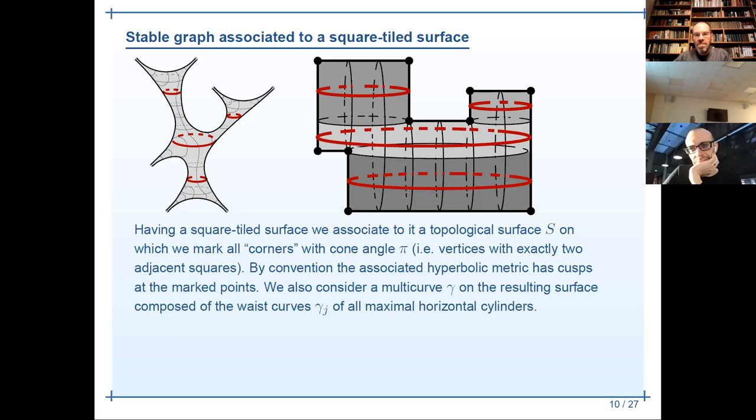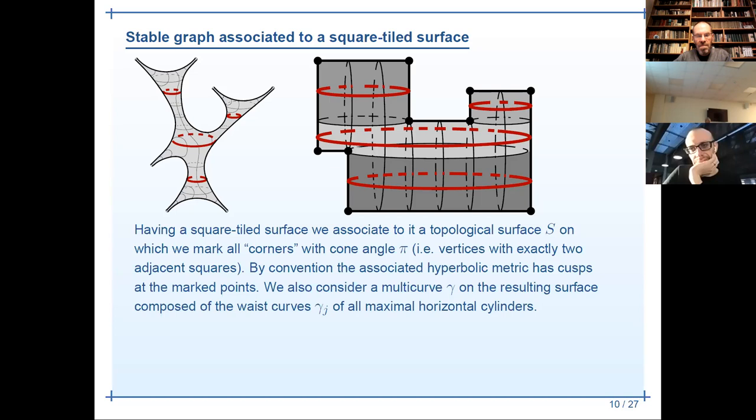And now I can define the surface on the left. Topologically, it should have the same genus as the surface on the right, the square tile surface. And then I do the following. Forget for a while about the red curves. I just have to define where cusps appear. As soon as I have a point where there are only two squares which I touched, so a point where the cone angle is pi, I declare that for the surface on the left, I will create a cusp. So here we have points with cone angle pi.